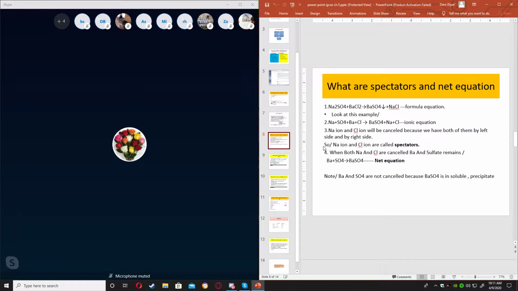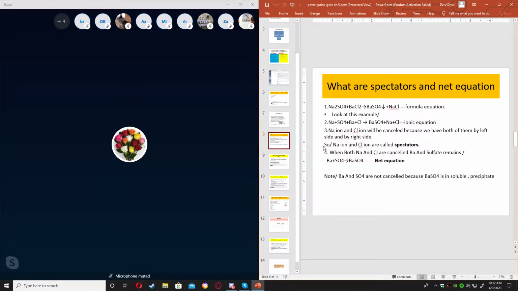So the net equation will always be for the insoluble salt. We have it only for insoluble salt. If both of the salts on the product side are soluble, there is no net equation. There is no net equation. Is it clear? Yes.